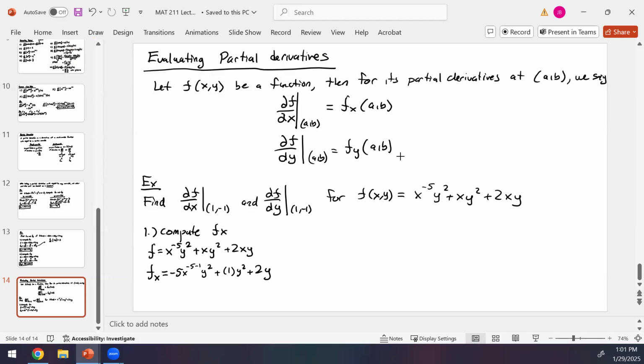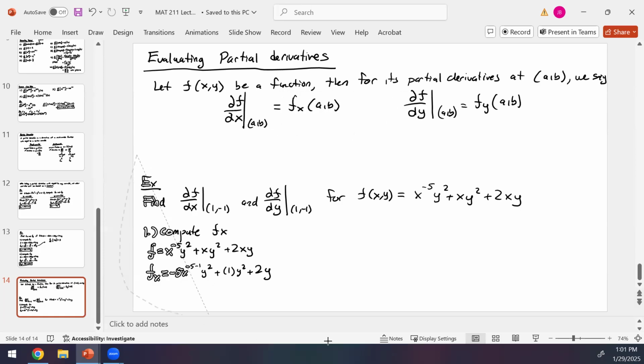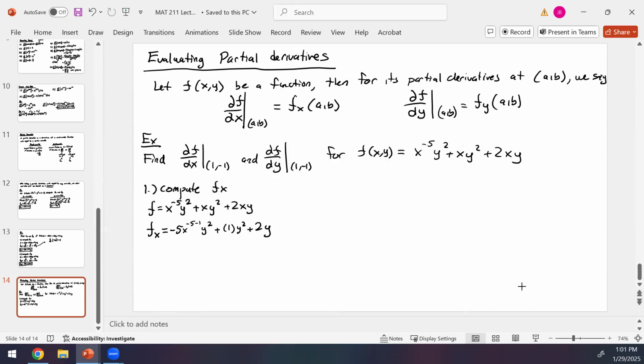So let me move this out of the way so that I have more space. And simplifying it, we get negative 5x to the negative 6, y squared plus 2y, like that. And then now all you have to do is just plug in the number, right?